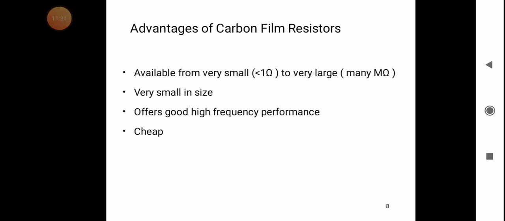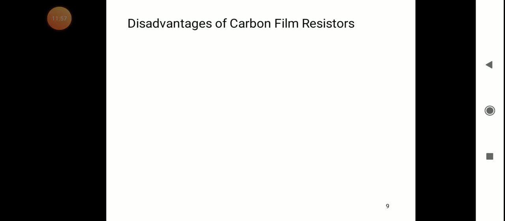The advantages of carbon film resistors: they are available from very small, less than 1 ohm, to very large, many mega ohms. The size is very small. They offer good high frequency performance, and they are cheap.